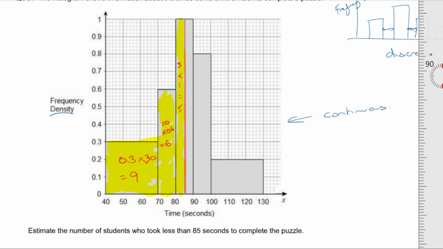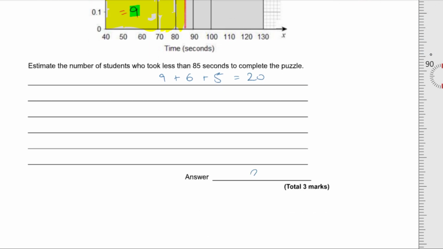Okay, so to find the total number, we're just going to add those 3 numbers together. I'm going to add the 9, the 6, and the 5 together. So it's 9 plus 6 plus 5. That adds up to 20. My answer is 20.